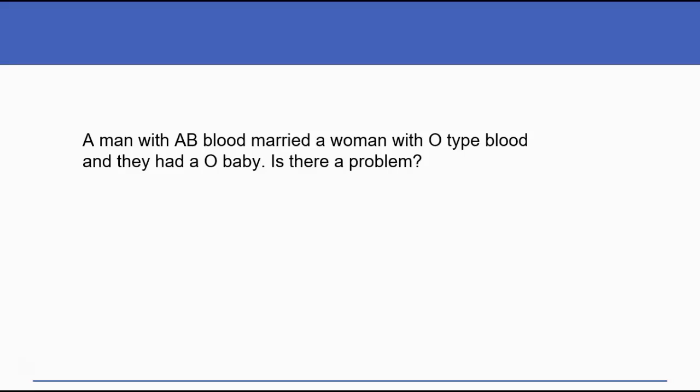So a man with AB blood marries a woman with O-type blood. Is there a problem? Well, that's a very vague question, because in this case, of course, an O-type baby would have to have gotten an O from both of their parents. So that baby is not his child.